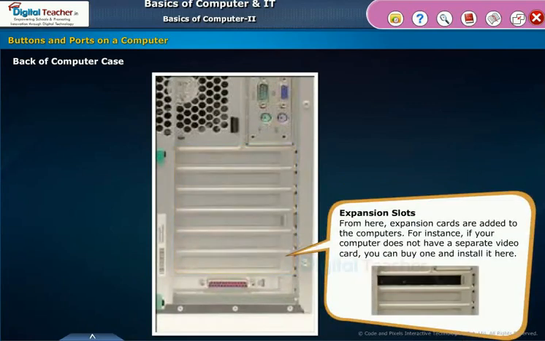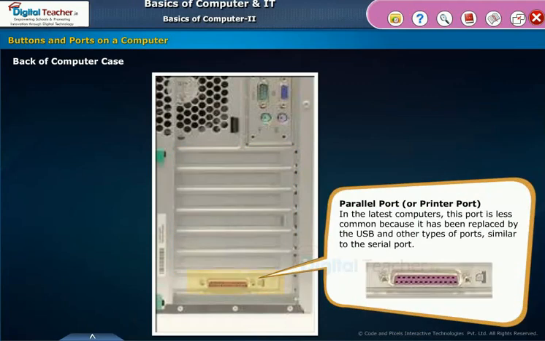Expansion slots. From here, expansion cards are added to the computers. For instance, if your computer does not have a separate video card, you can buy one and install it here. Parallel port or printer port. In the latest computers, this port is less common because it has been replaced by the USB and other types of ports, similar to the serial port.